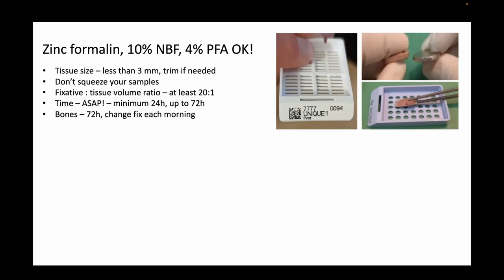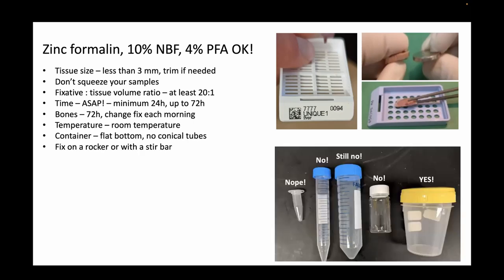That's a little bit different for bones. You need to fix them for 72 hours. They're tough to fix, and you change fixative each morning. You fix at room temperature in a container that has a flat bottom. No conical tubes. If you put your tissue in something like this, and you put a little bit of fixative around it, the tissue will have greater contact with the plastic than the fixative, okay? The same is going to happen here. Your tissue can harden, and you don't want to pull it out through a smaller opening. Something like this works really well. And you want to fix on a rocker.